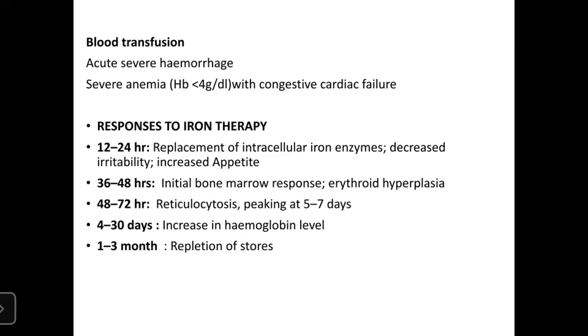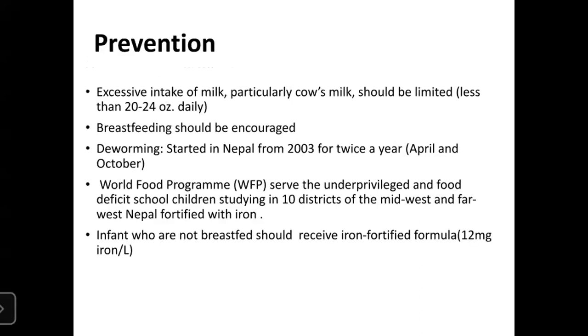So now coming to prevention. Excessive intake of milk, particularly cow's milk, should be limited, to less than 20 to 24 ounces per day. Breastfeeding should be encouraged. Deworming should be done. Food programs serve the underprivileged and food-deficit school children studying in 10 districts of Midwest and Far West Nepal, with food fortified with iron. Infants who are not breastfed should receive iron-fortified formula. So these are the preventive measures in case of iron deficiency anemia.